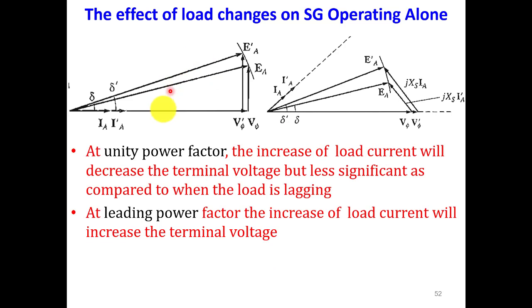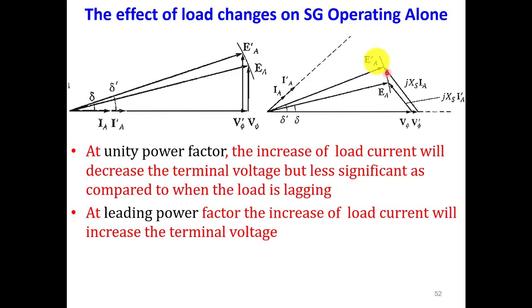So similarly, we can see what happens if we are operating at a unity power factor load. Obviously, the load will increase the IA, and similarly here EA is constant, so V phase will change. We can see that for the real power only load, the change in this phase voltage is very small. So what happens at the leading power factor?